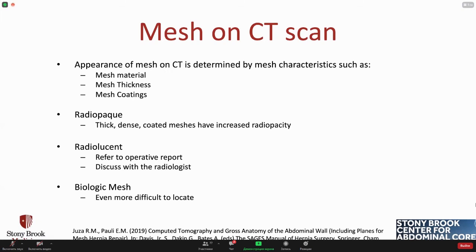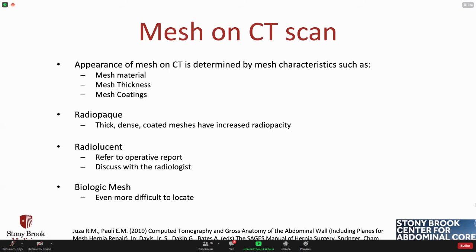So what do you do with them? You may get lucky where on a CAT scan, you may have a nice plane of fat above and below the mesh where you can actually see it. Or if there may be some significant rippling or scalloping in the mesh, then you'll get lucky to be able to see it. But for the most part, you really want to also get the operative report.